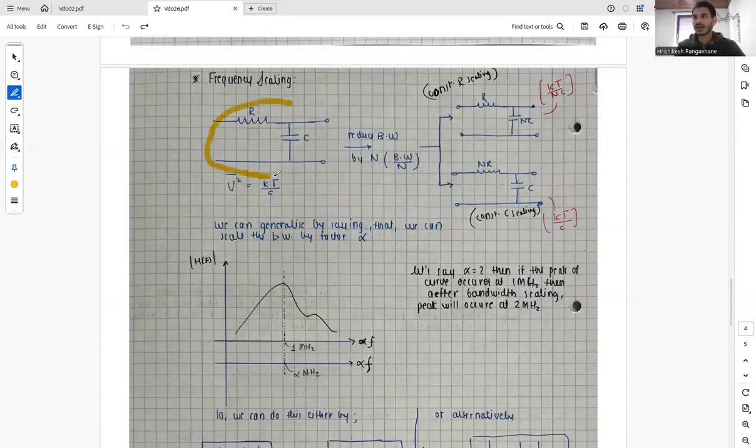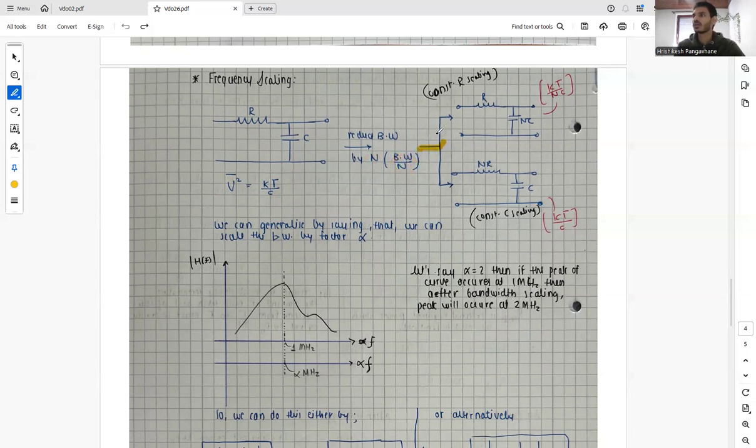So let's take a basic simple RC circuit, and we have its noise variance as kT by C, and this we have derived earlier as well. So now let's think of reducing the bandwidth of this circuit. We can reduce the bandwidth by a factor of n.